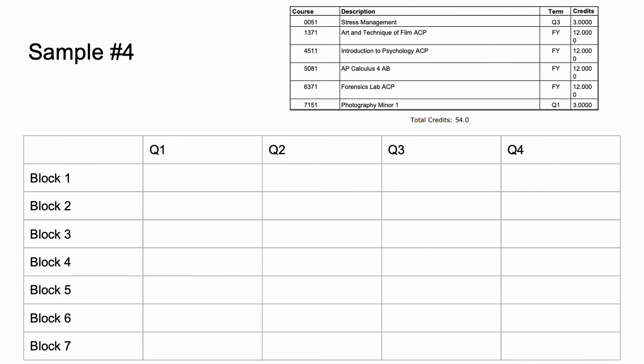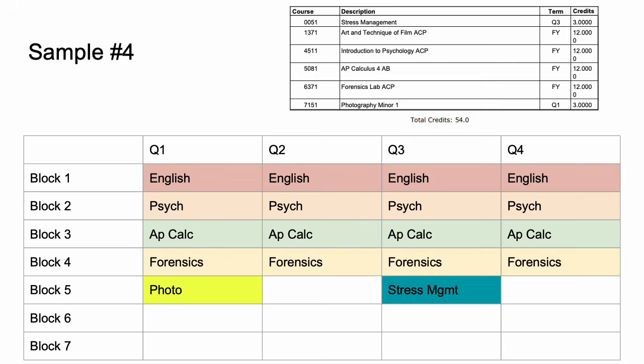Sample number 4 is a rising senior. This rising senior has 4 core courses: English, psychology, calculus, and forensics. They have a PE class and they have Photo Minor 1. They only have 54 credits on their schedule. They are very under-enrolled, and they do need to request some additional classes.